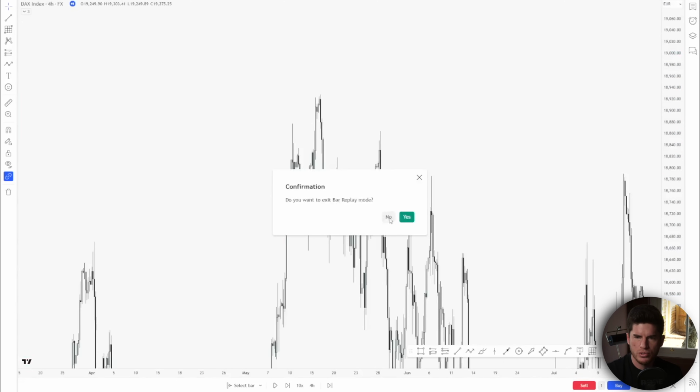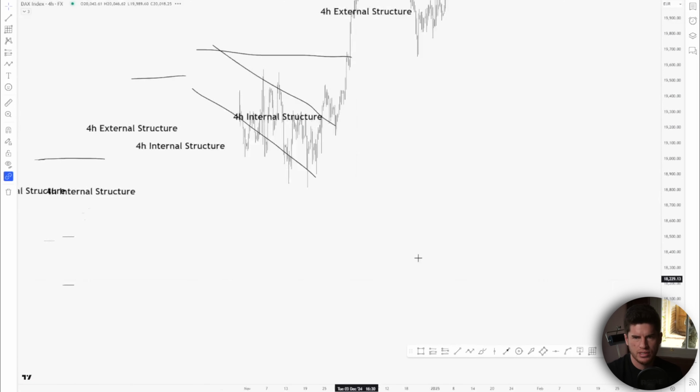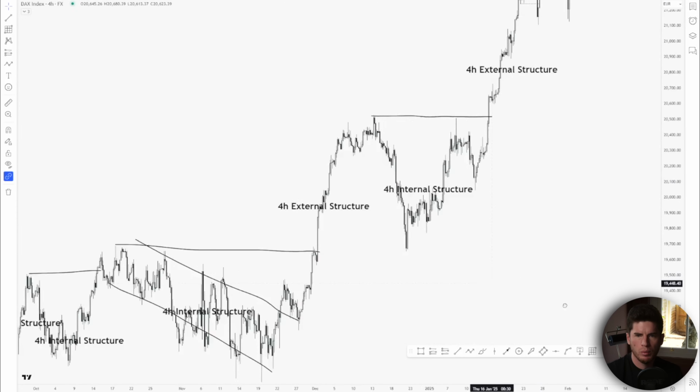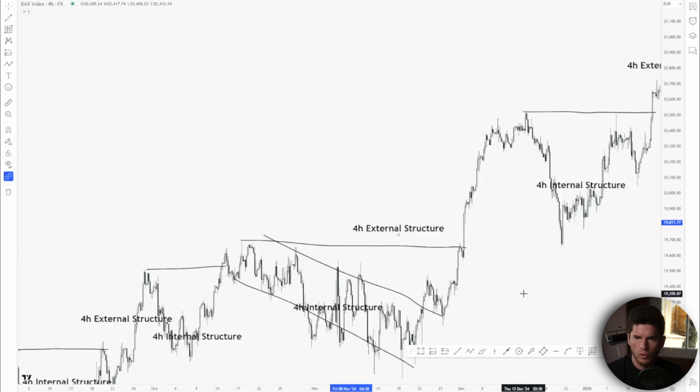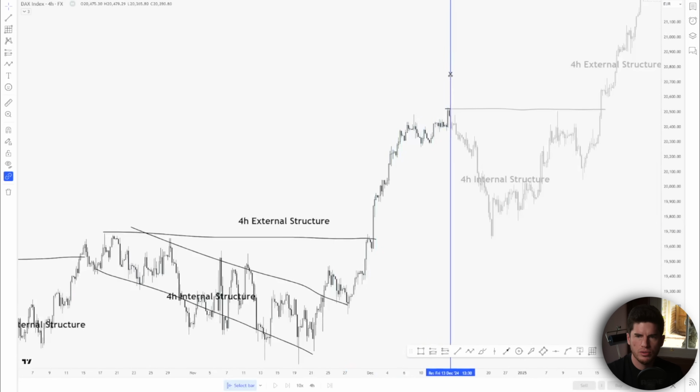Excellent. So there's a couple of examples there. Now let's run into external range examples. So external range is when we break 4-hour structure. Let's just choose this one here. So December 2024, and let's just go down to the 15-minute.